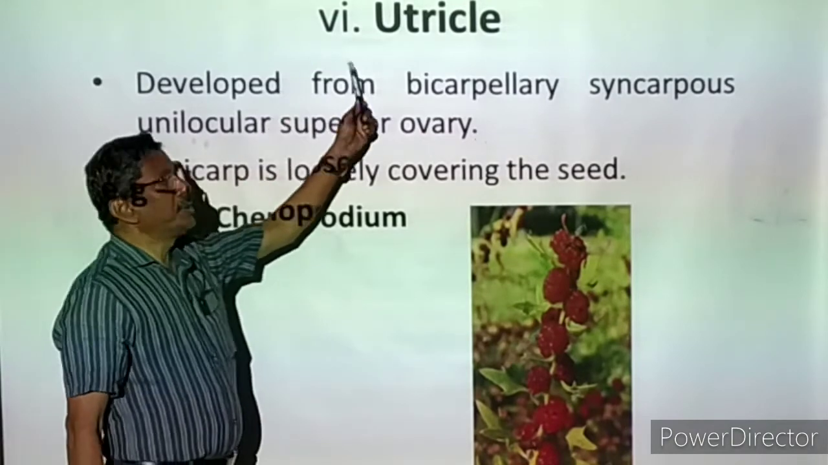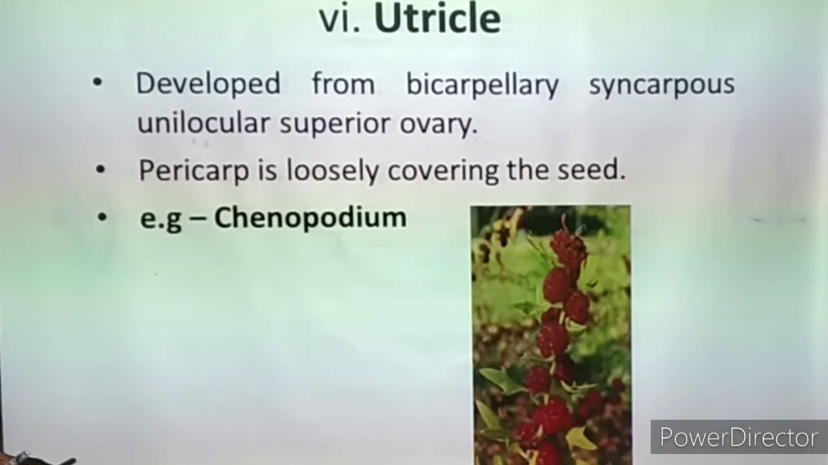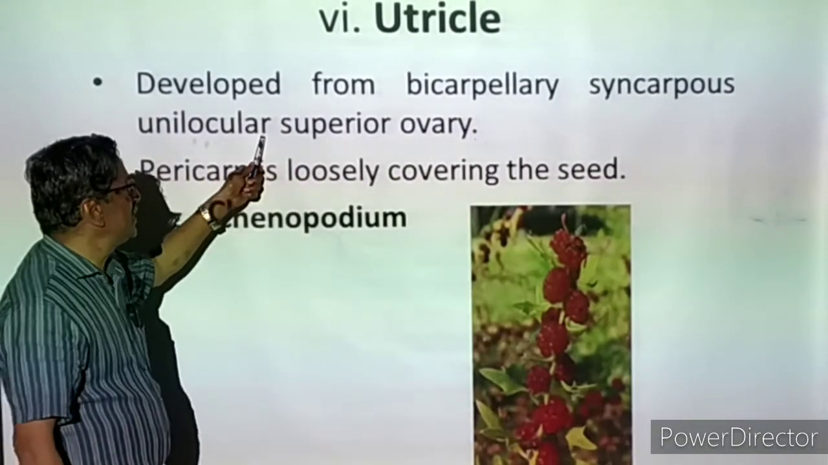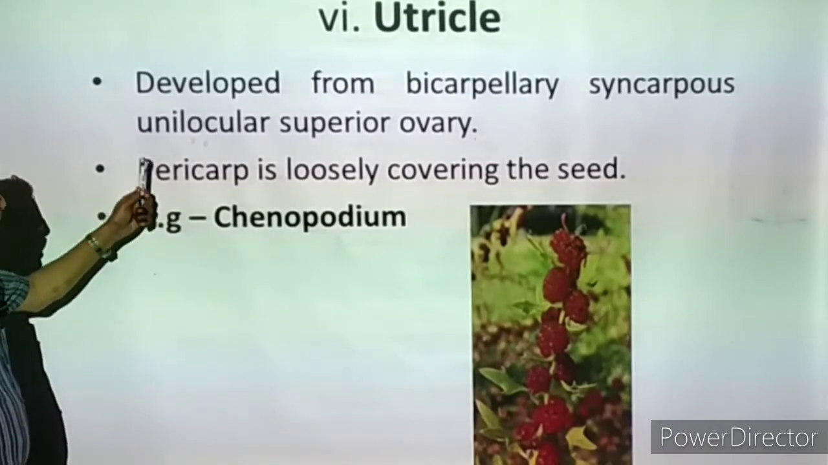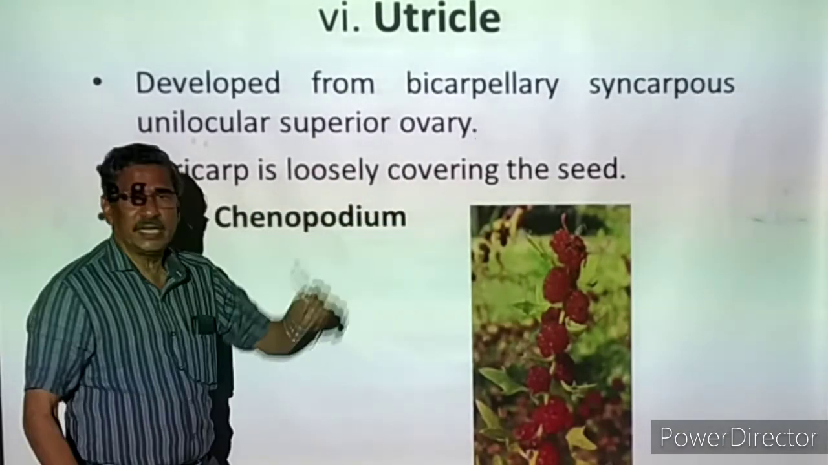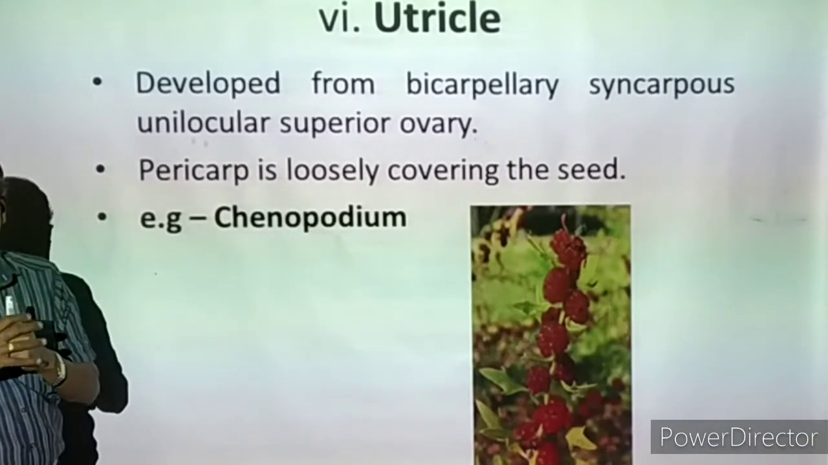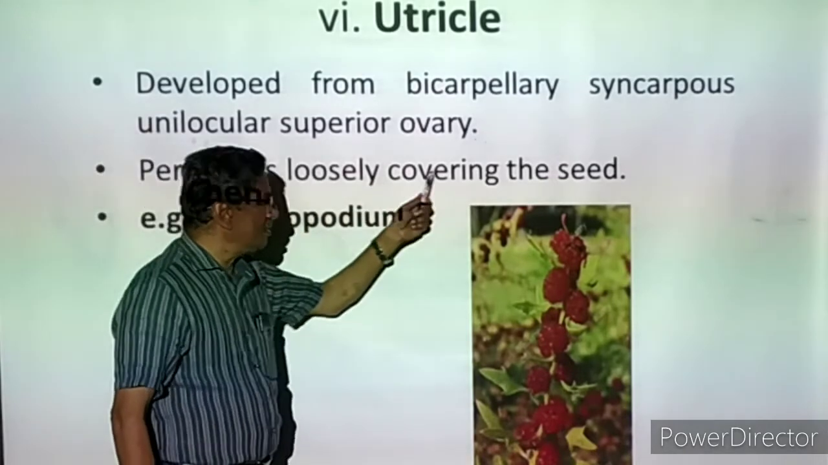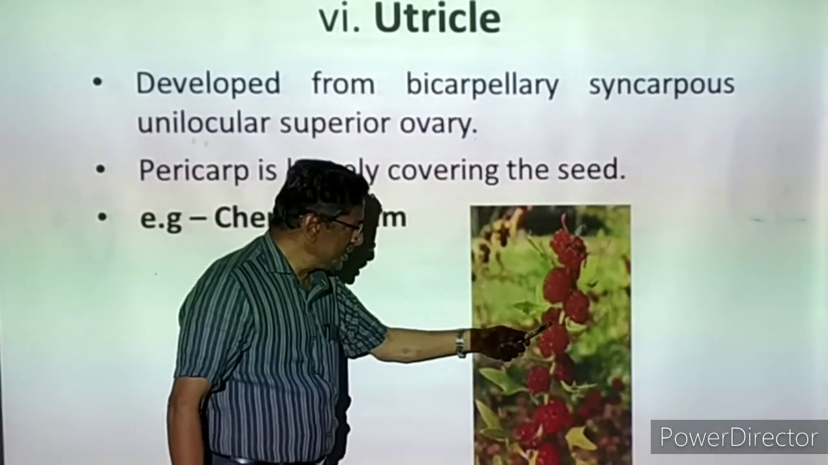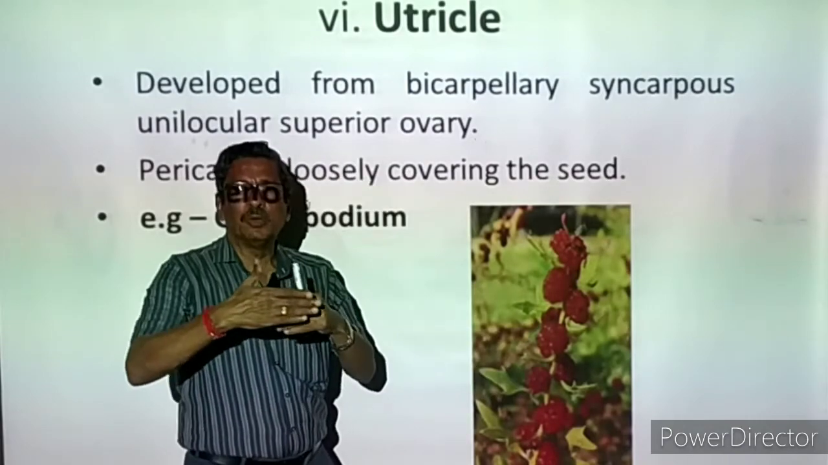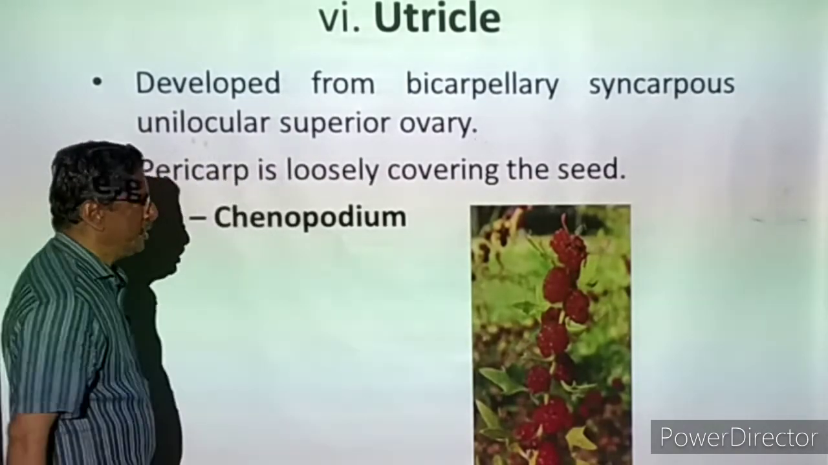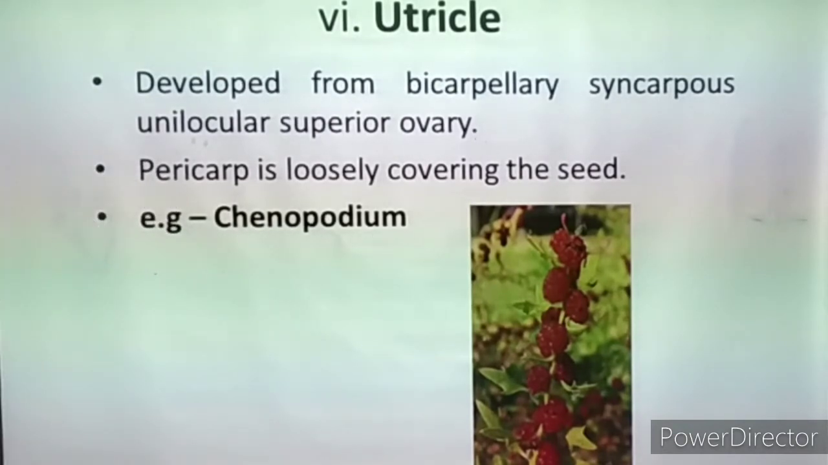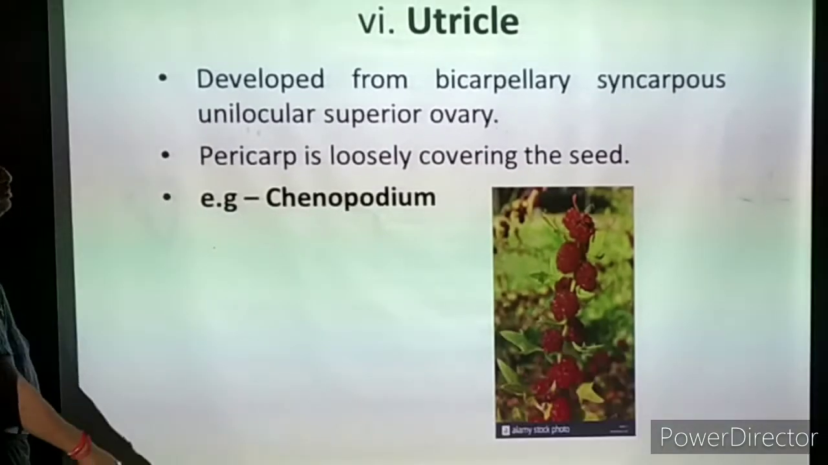Next we are coming to utricle. The utricle is developed from a bicarpellary, syncarpous, unilocular, superior ovary. Only one chamber is present inside. The pericarp is loosely covering the seed. The seed is inside, but it is not fully covered. Between the seed and the pericarp, a wide gap is present, so it will be shaky and moving. Example, Chenopodium, C-H-E-N-O, Chenopodium.